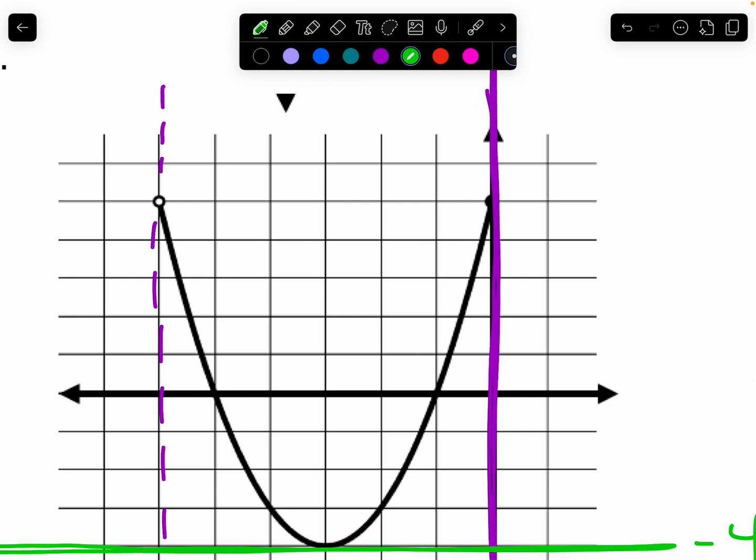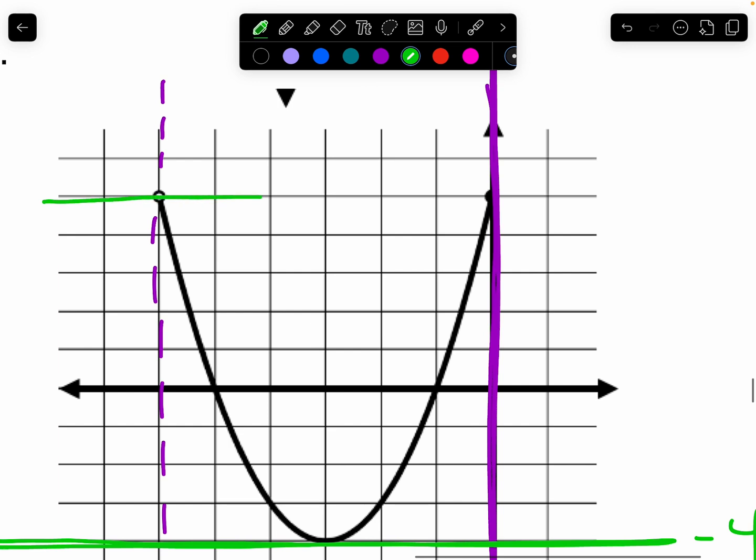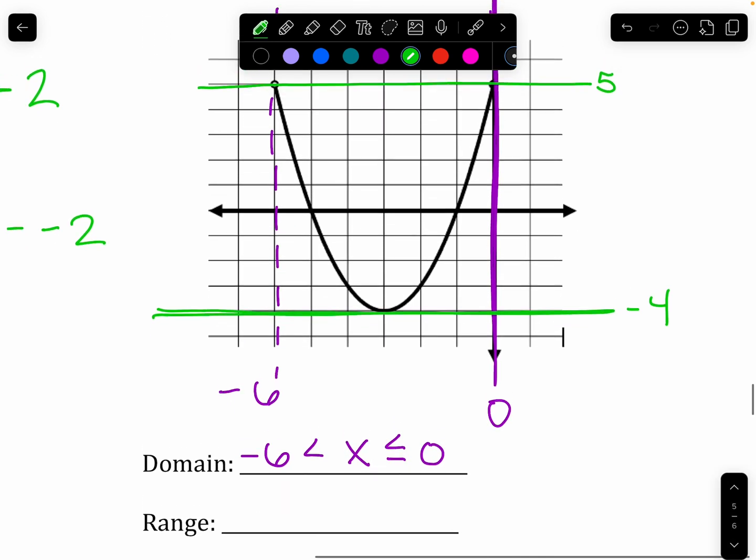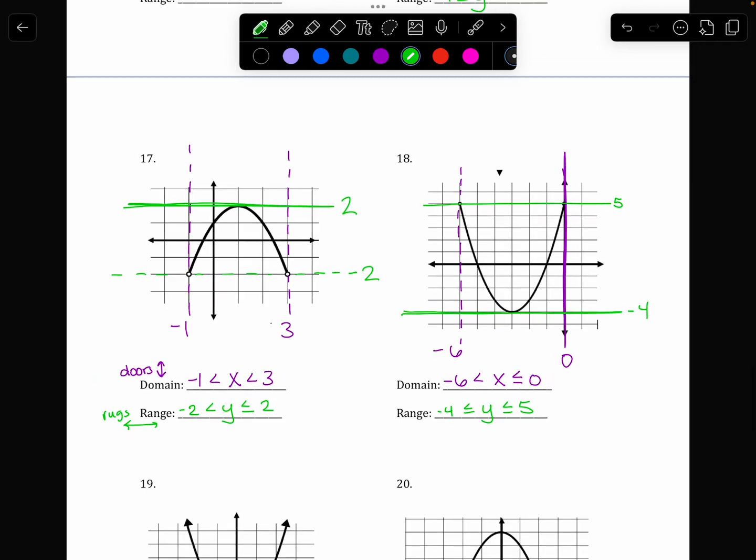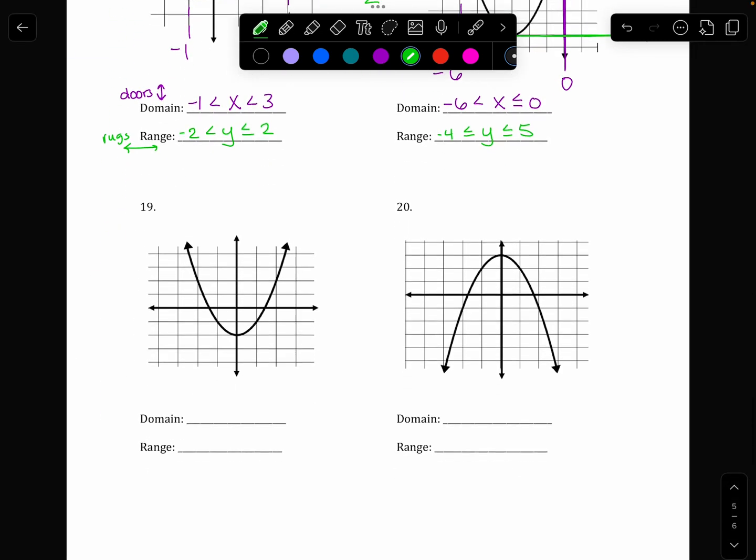Now, here's where things get a little bit funky. What do you do if you have 2 points at the same spot on your graph, but one is open and one is closed? Well, if one is open and one is closed, then it's closed. And you can draw a solid line. And that's 5. So your graph is going to go from -4, which is less than or equal to y, which is less than or equal to 5.